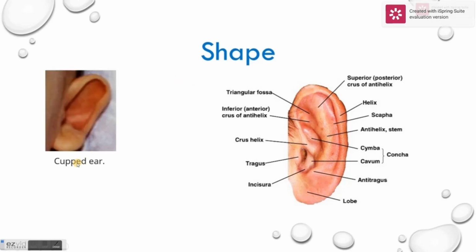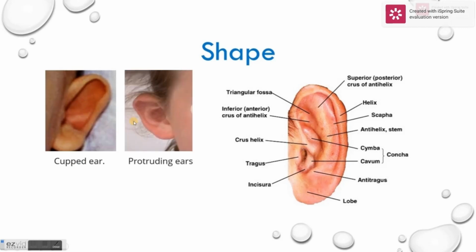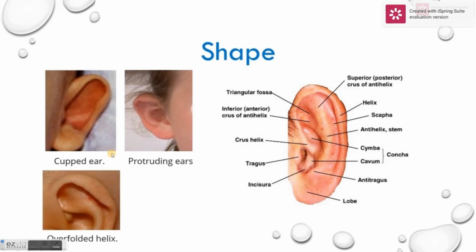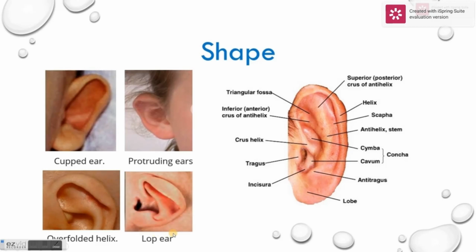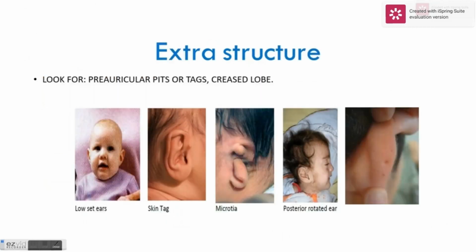This is called cupped ear. The antihelix is almost underdeveloped. This is protruding ear. It's pushed forward. This is overfolded helix. This is called lop ear. It's similar to overfolded helix, but the shape of the ear is distorted, so it's a more severe form of overfolding of the helix. This is the extra structure, so we should look at shape, position, and extra structures.